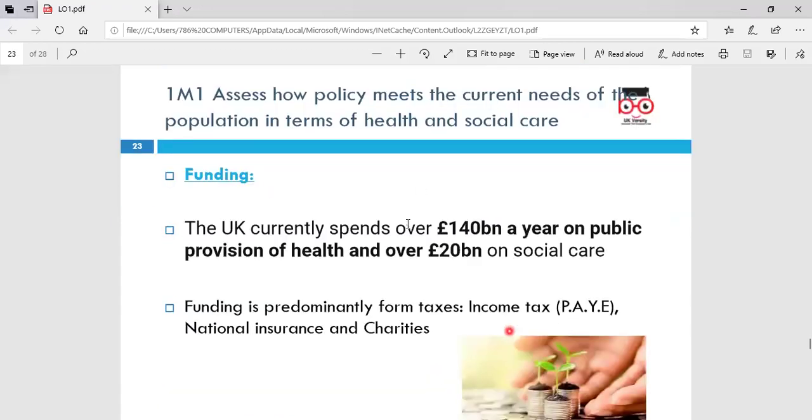Then coming towards funding, the UK currently spends about 140 billion a year on public provision of health and over 20 billion on social care. That's a good amount. So funding is mostly from income tax, PAYE income tax, national insurance, and through charities. There are other factors also, but predominantly it's from this.